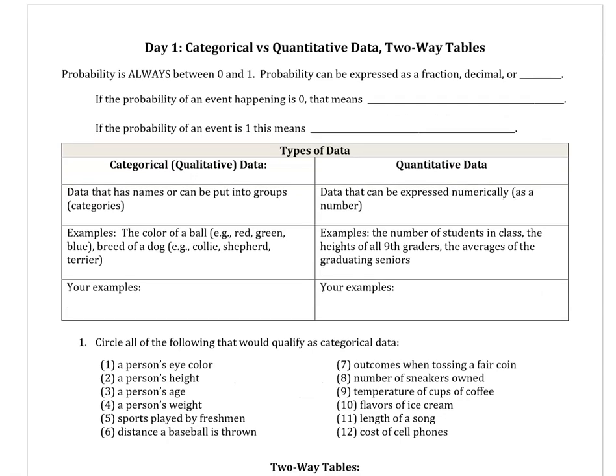All right, so bringing it back to middle school when you talked about probability. The probability is always between 0 and 1. A probability can be expressed as a fraction, a decimal, or a percent, like there's a 70% chance of rain, for example. That's a probability. If the probability of an event happening is 0, that means it won't happen. If the probability of an event is 1, it means it is certain to happen.